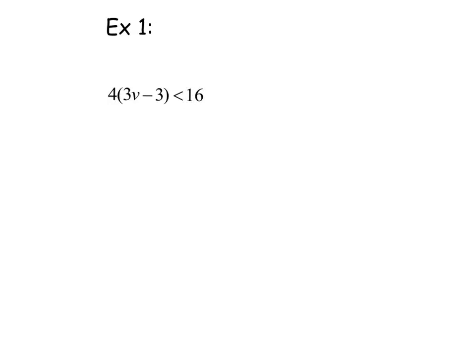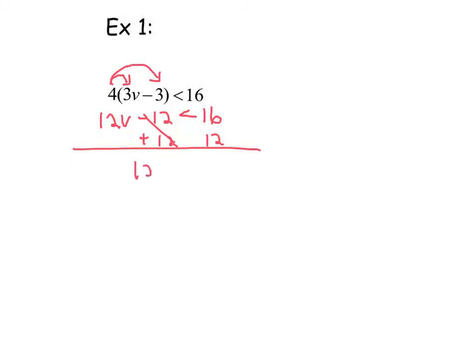Example 1, you're going to write the problem down and then we're just going to solve it like we normally do. So we're going to distribute. So 4 times 3, you get 12v, and then 4 times a negative 3 gives me negative 12, is less than 16. So we solve it just like we do equations. We'll add 12 to both sides. 12v is less than, I'm adding, so I have 28.